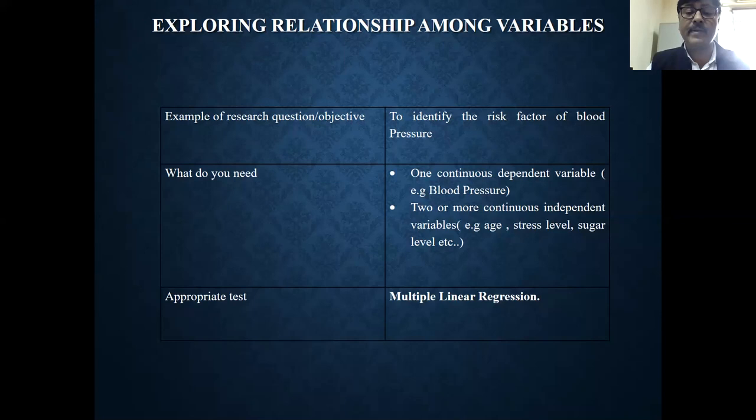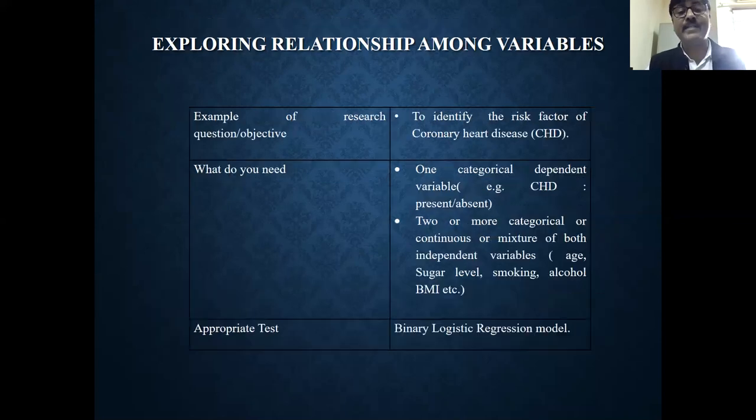Another example of a research question is to study the risk factors of coronary heart disease, CHD. Now, coronary heart disease we cannot measure as a number. So you ask the respondent whether they suffer from coronary heart disease or not, and the answer would be yes or no. Here the dependent variable is measured on a nominal scale, so the dependent variable is categorical: coronary heart disease present or absent.